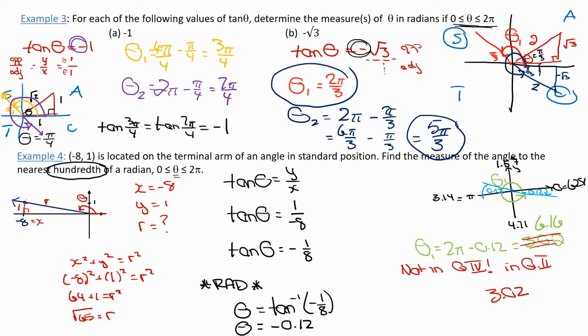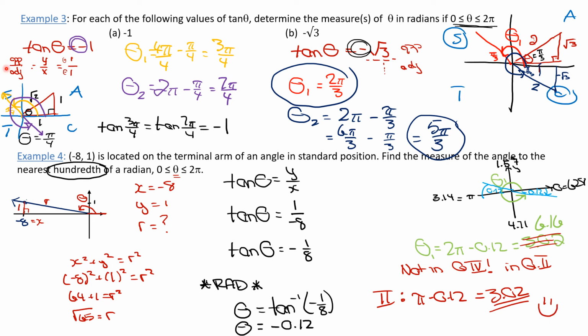So in quadrant 2, what we want is pi subtract 0.12. There's our 3.02. That's the answer that we want. Sorry. There we go. Put a little happy face. Maybe that'll make you feel better.